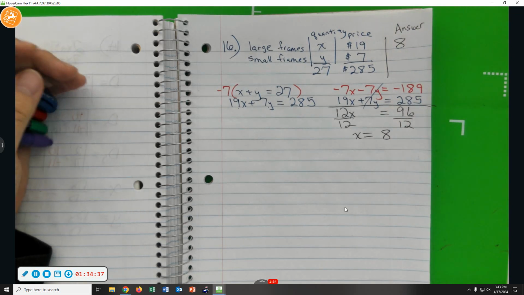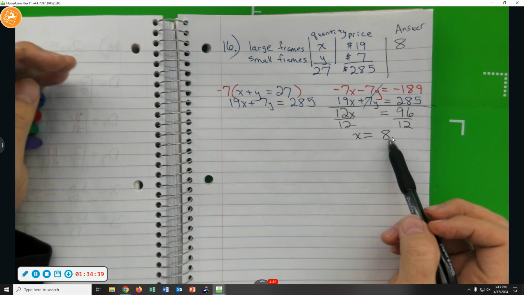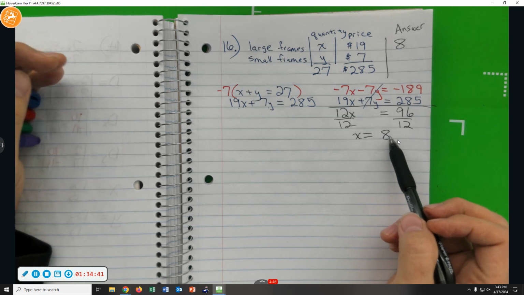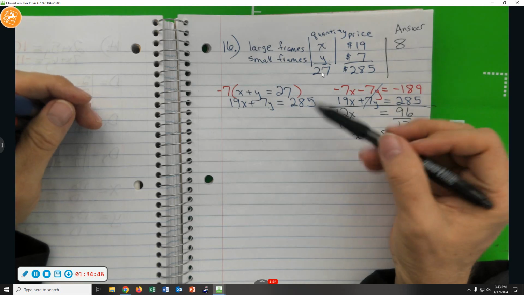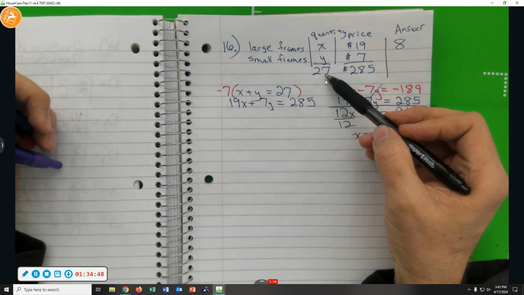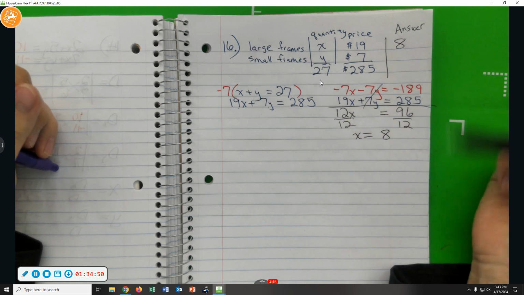And now we know with the elimination, you then back substitute to find the y value. But I think you can just look here and think. You need 27 total frames. What does y have to be?